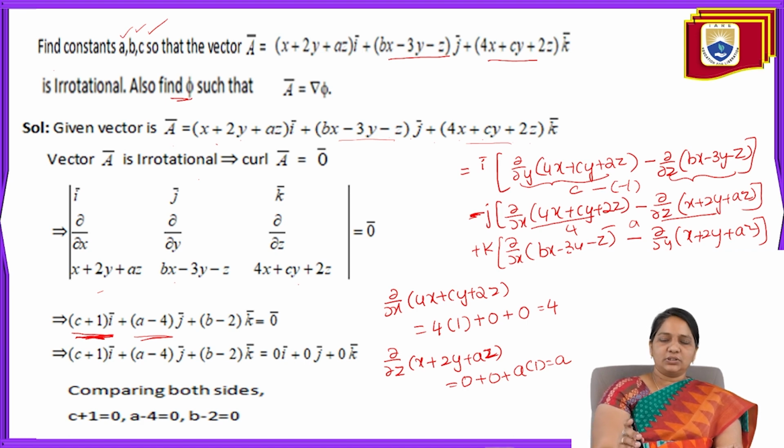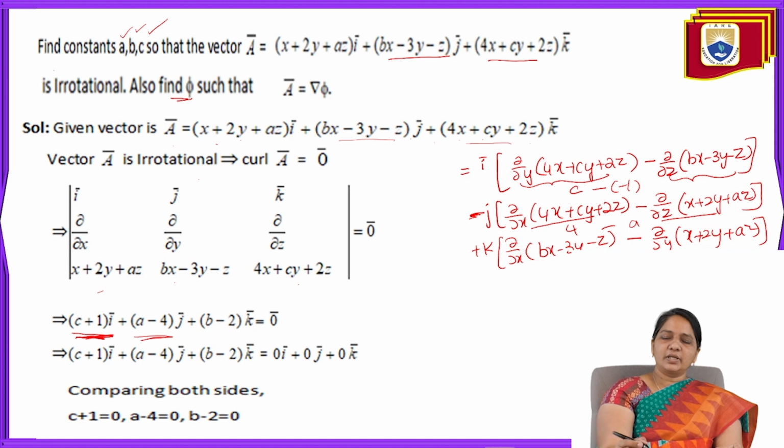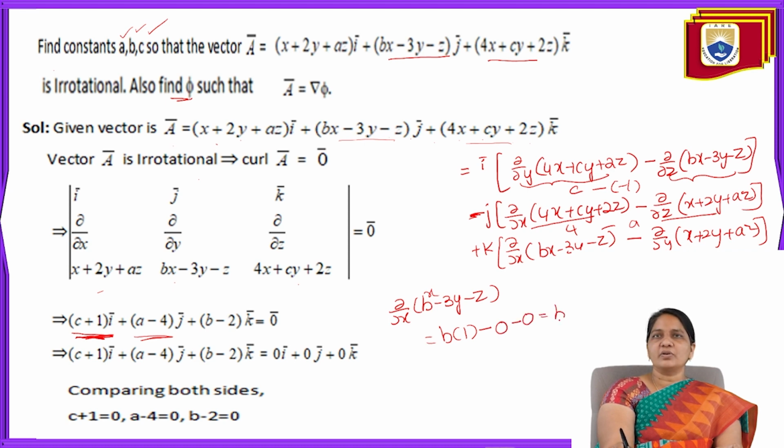Now I am moving to the third term. Dou by dou x of bx minus 3y minus z. Here we are differentiating with respect to x. So bx with respect to x is b, minus 3 and y both are constant, this is 0, and z is also constant, this is 0. This value is b.